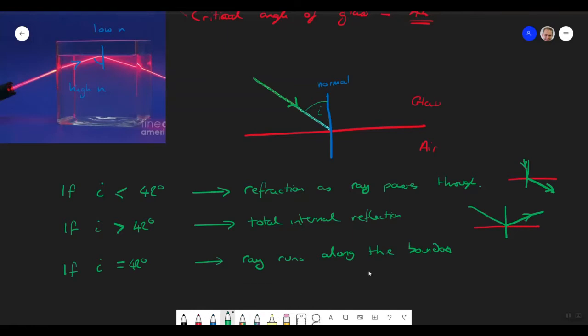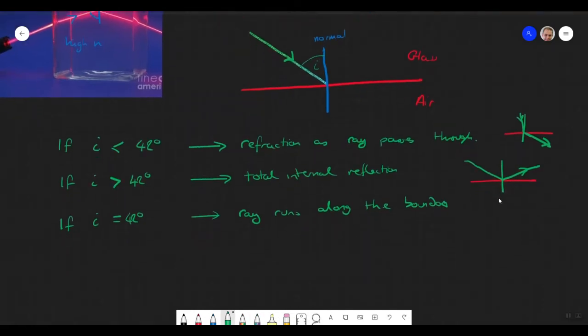But if the ray is at exactly 42 degrees, then in a lot of places, in case it comes up in exam questions, what you'll see is that it comes in and then runs along the boundary between the two materials like that.